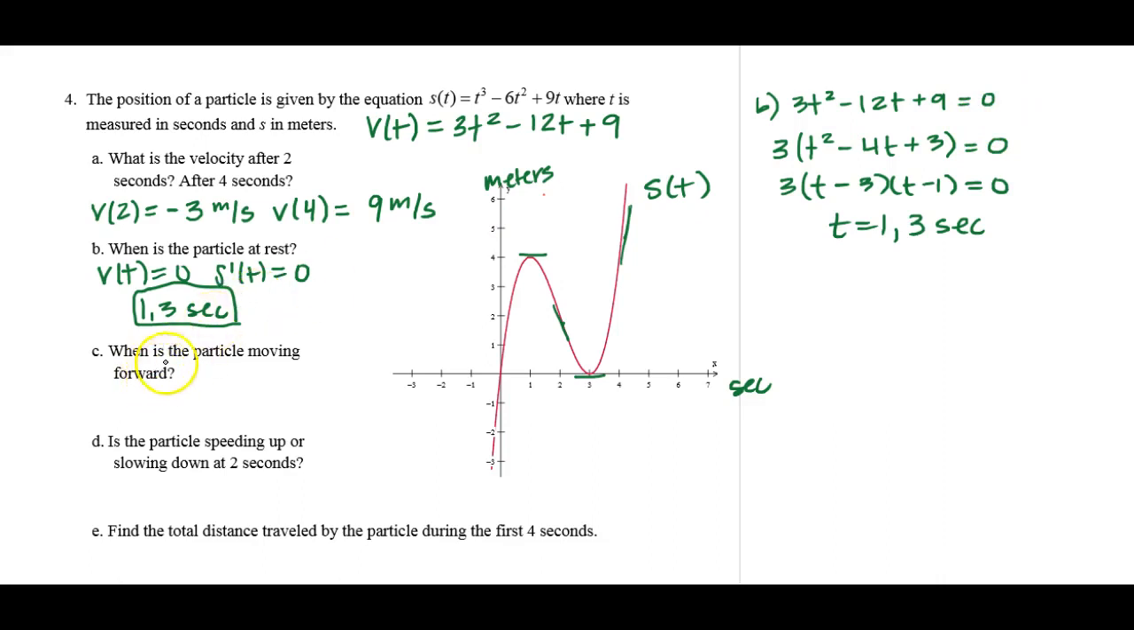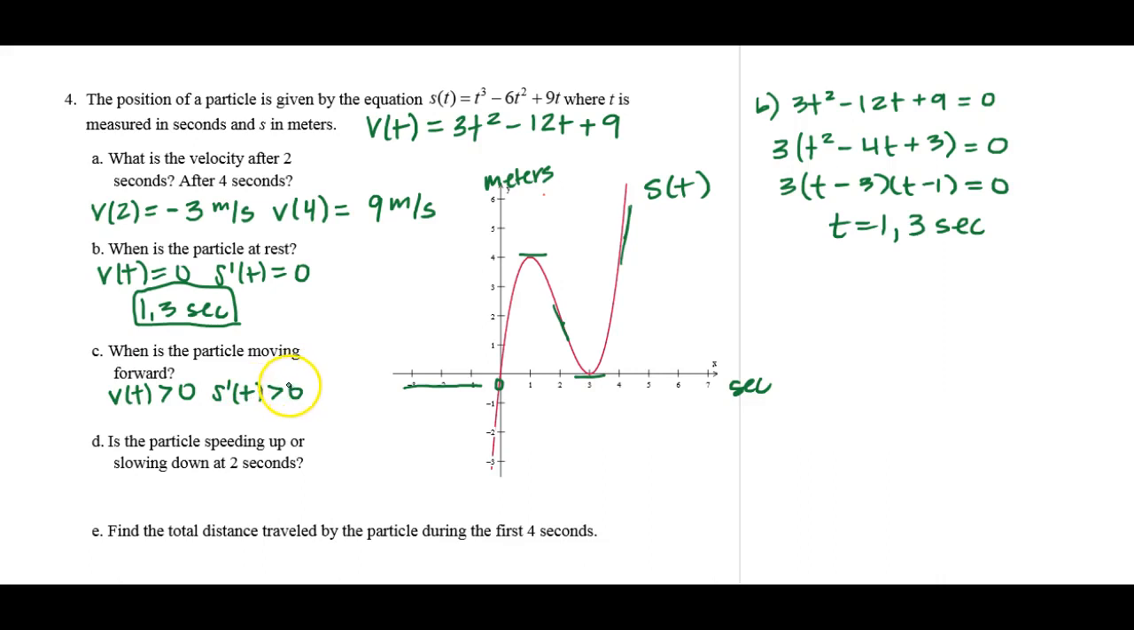So now in part C, when is the particle moving forward? What I'm interested in is when is the velocity greater than 0? That's like asking, when is the derivative positive? If I look at the graph here, for one, I'm only concerned with what happens to the right of this vertical axis, so 0 and on, because over here this is negative time, so that doesn't make any sense. So from 0 on, I'm thinking about when is the derivative positive. I want positive slope.